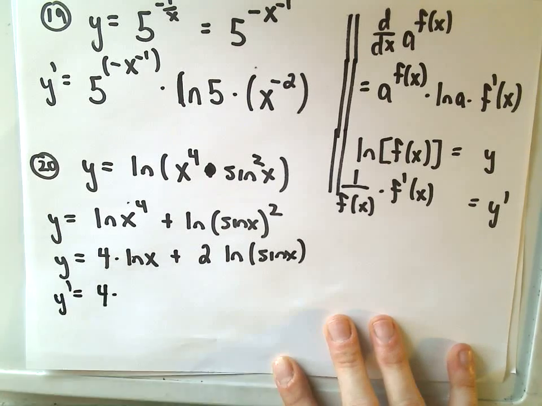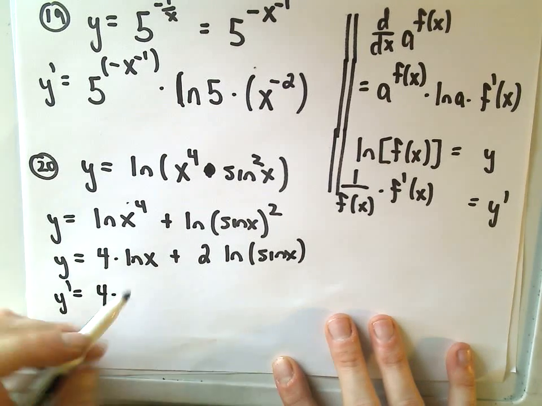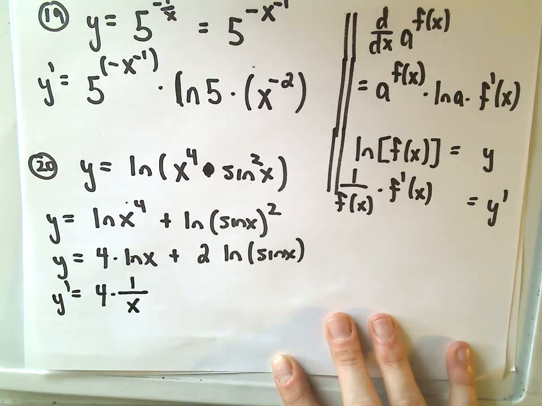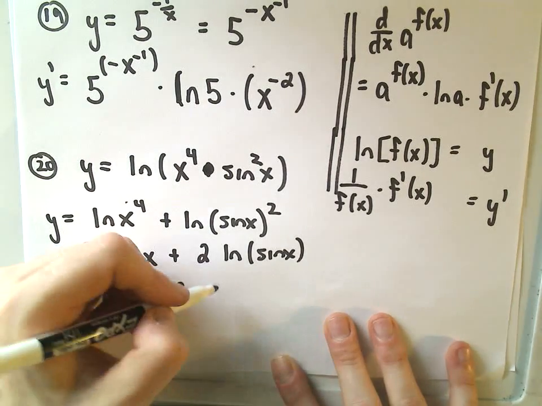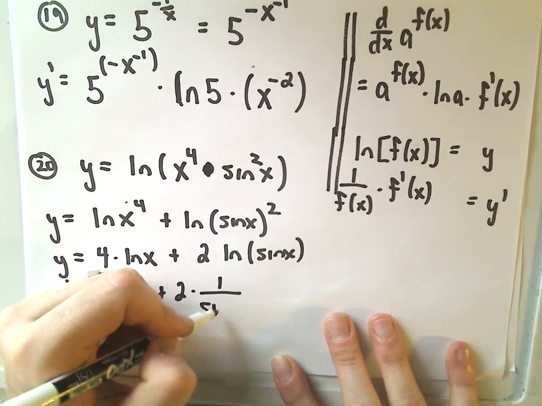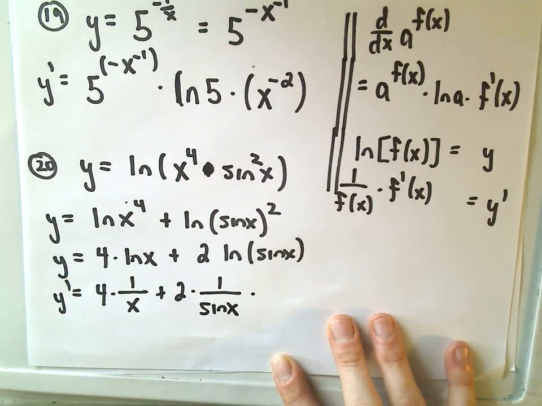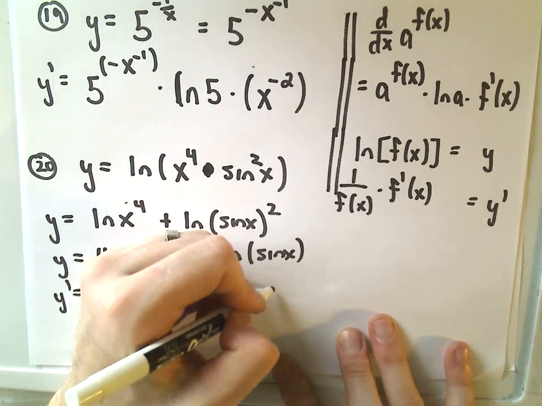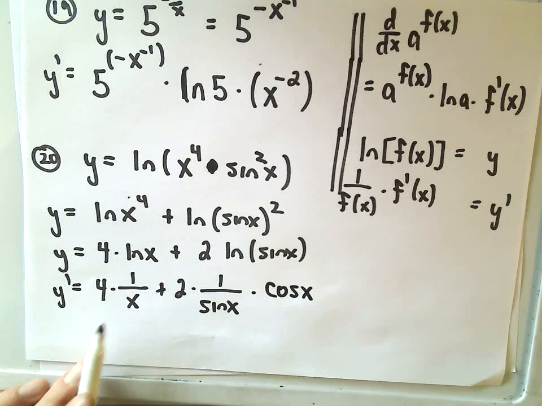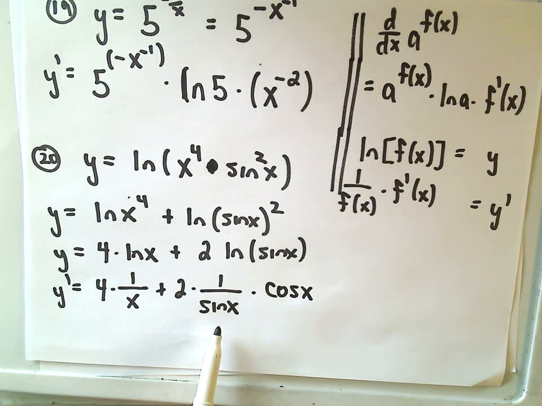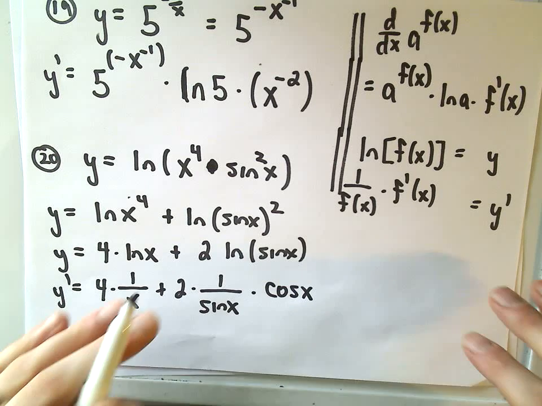Okay, so the constant 4 comes along. The derivative of ln of x is simply 1 over x. The 2 comes along. The derivative of ln of sine x, well, you get 1 over sine x, but then we have to multiply by the derivative of the inside, which will simply give us a cosine x. So you could write this as 4 over x. Remember, cosine over sine is cotangent, so we could make it 4 over x plus 2 cotangent x if you wanted to.